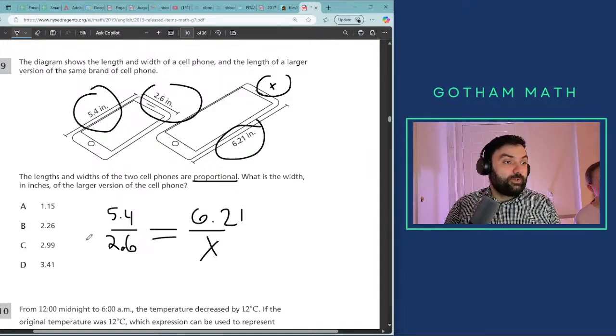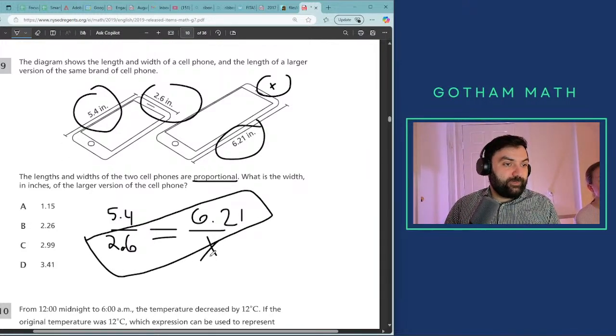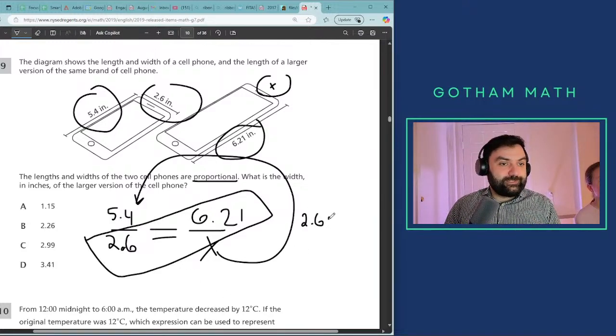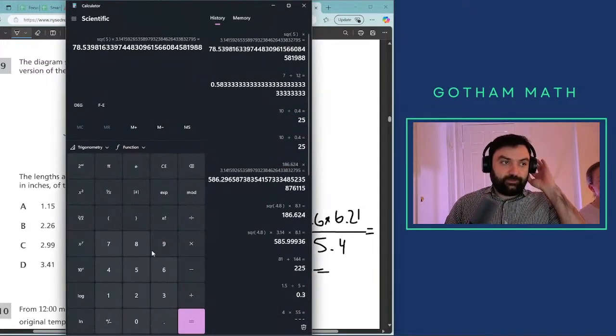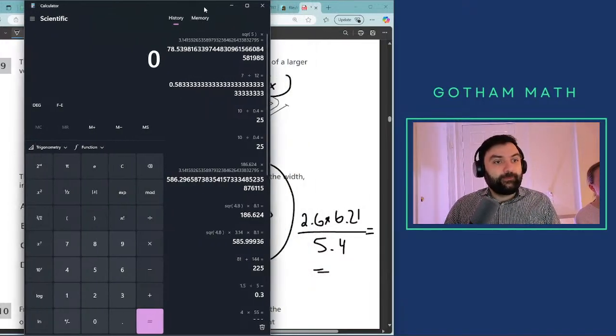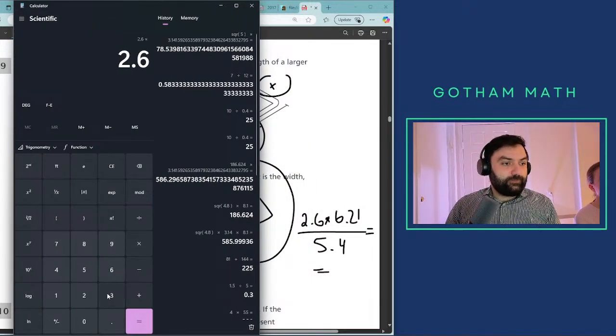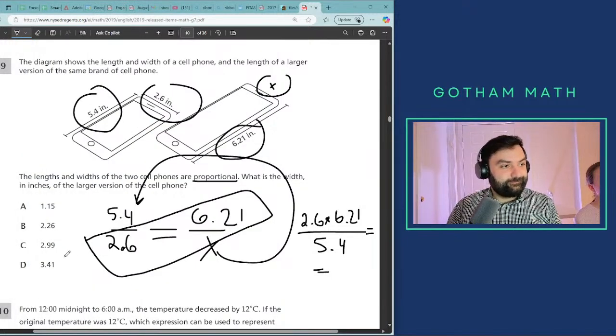Because from here, we use the calculator. What do we do? We multiply two numbers across and divide by the number that's across from the x. So we do 2.6 times 6.21, and we divide the answer by 5.4, which we can do on the calculator. All right, so it's going to be 2.6 times 6.21 divided by 5.4. 2.99. This is it. It's C.